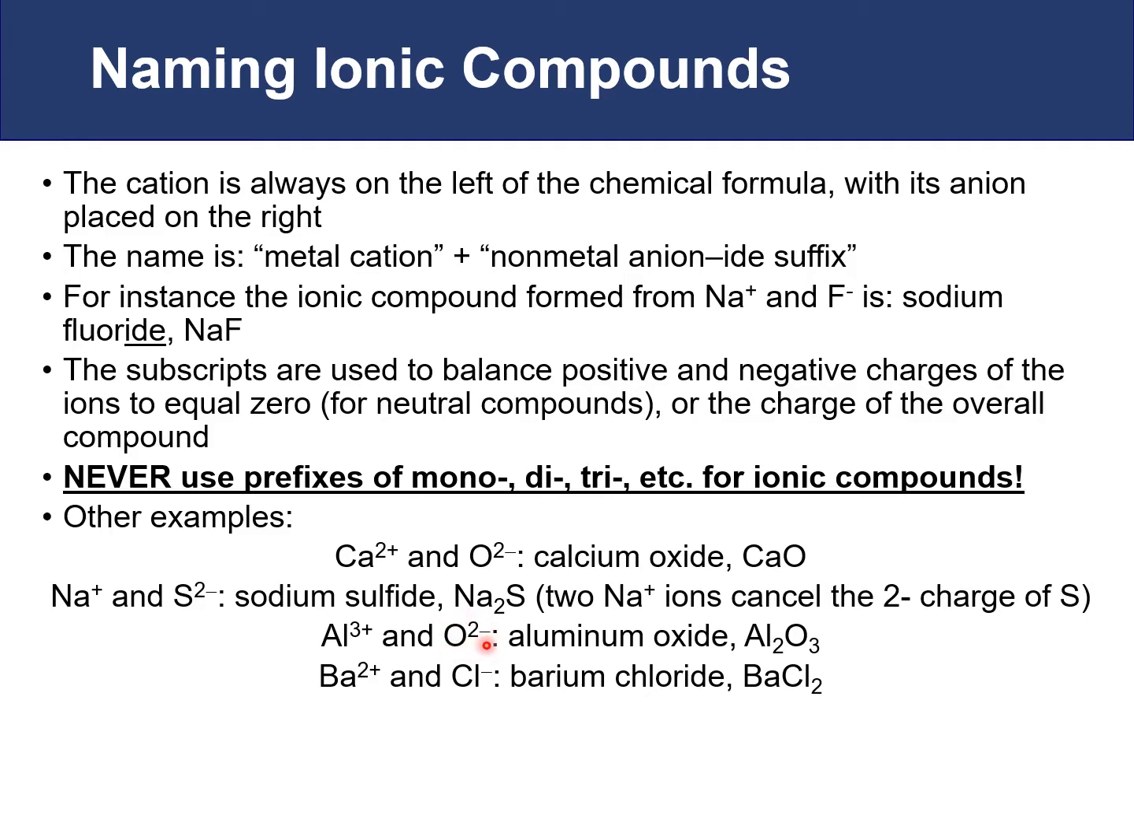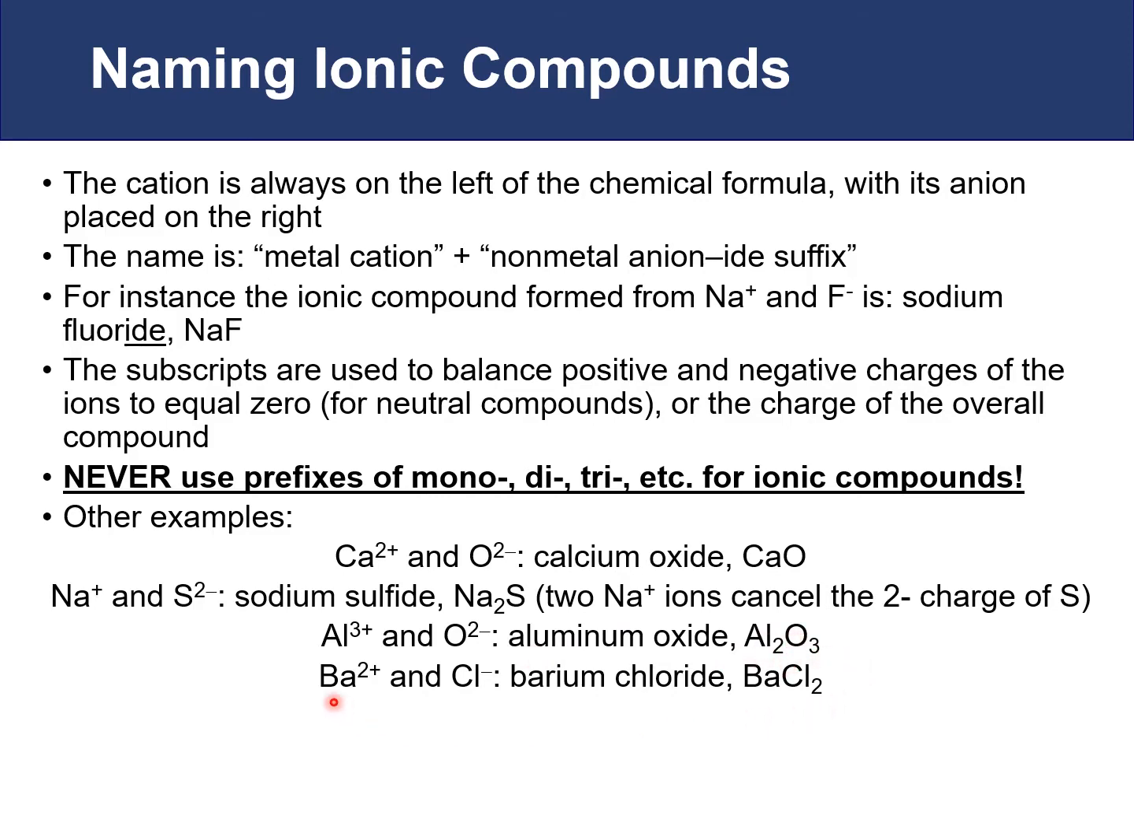And so in order to balance out the charge, we will need 2 sets of aluminum to give us a total +6 charge, and 3 sets of oxygen to give us a total -6 charge. Add the +6 and the -6, that gives us a 0. So the overall chemical formula for aluminum oxide would be Al2O3.